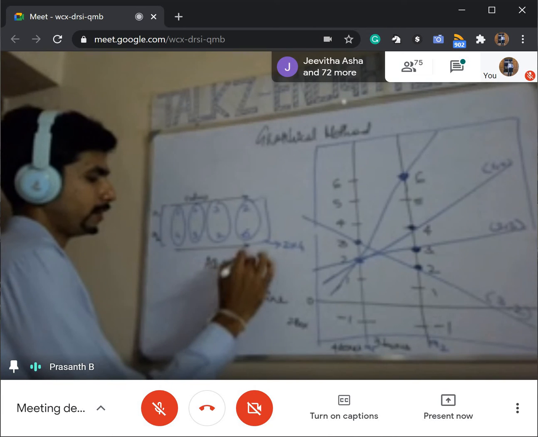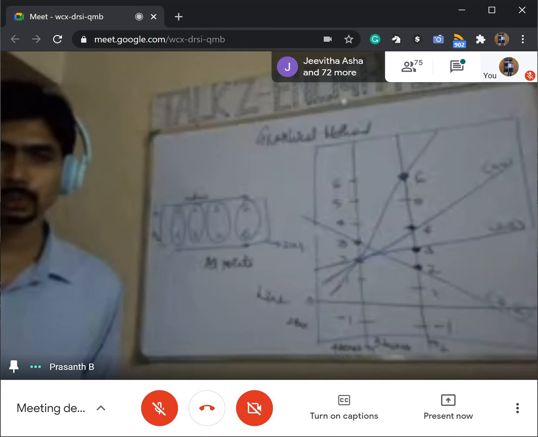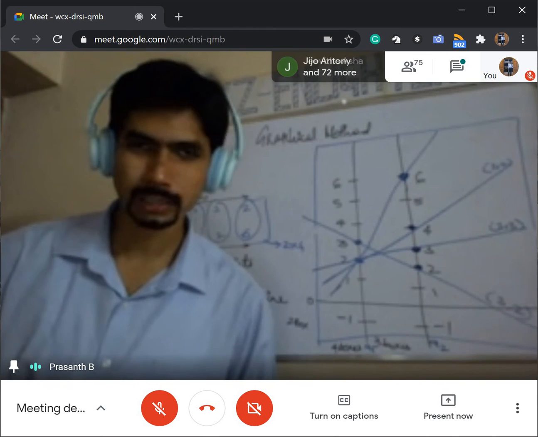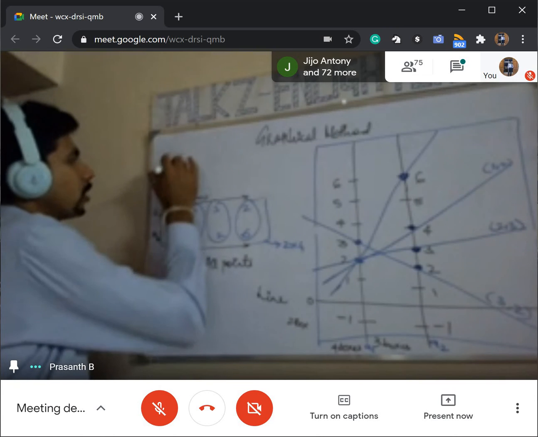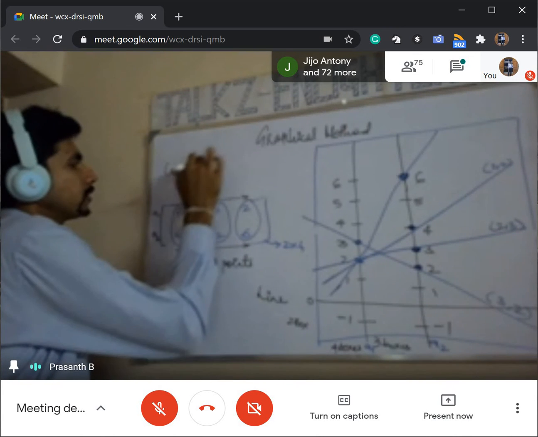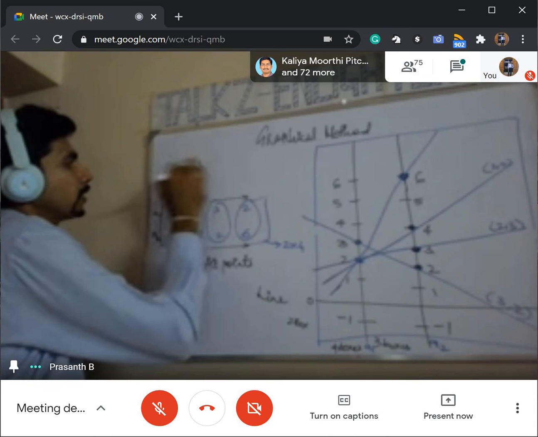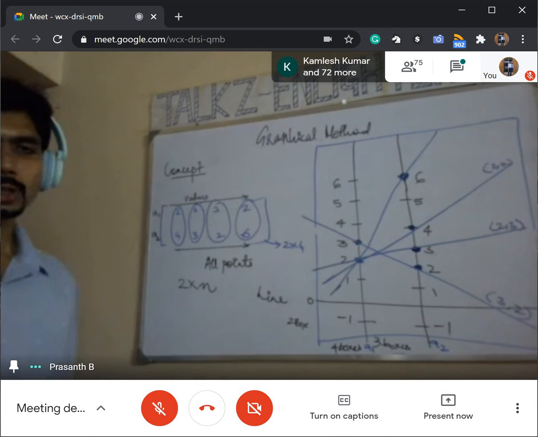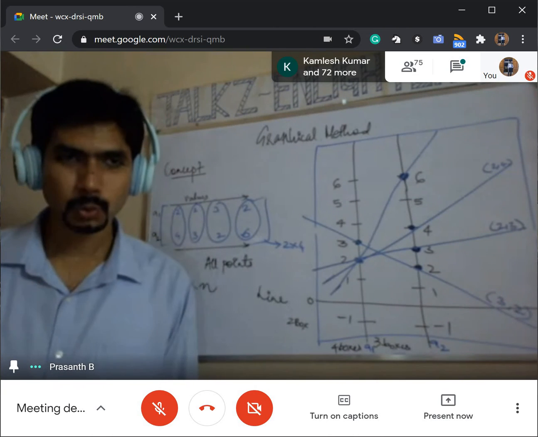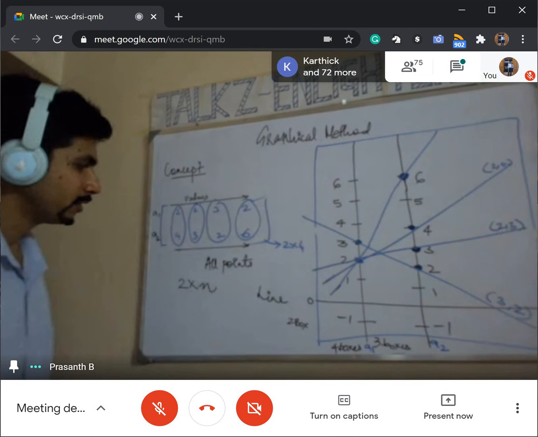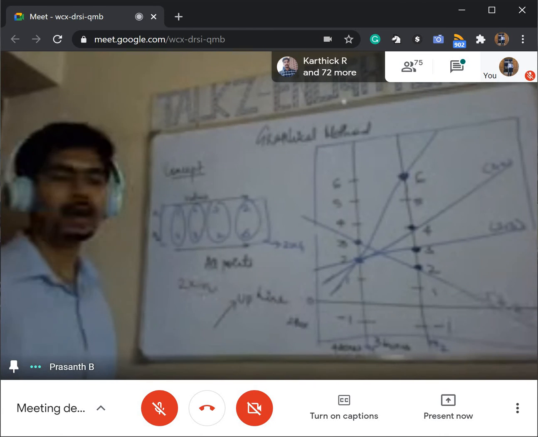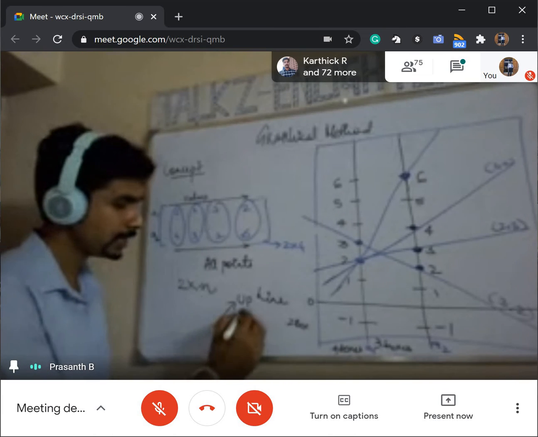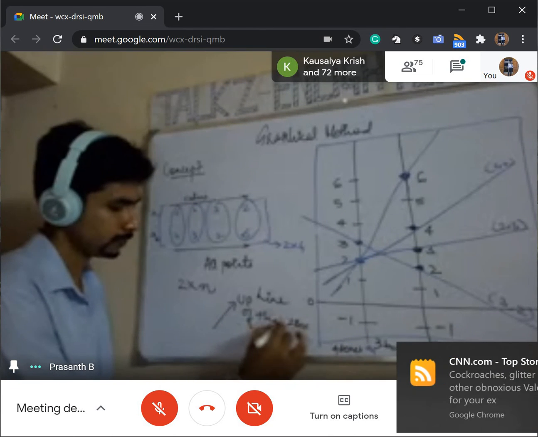All points are accommodated. Now what you need to do, there is a concept. This is the concept. So what is the concept? The concept says, if it's a 2 cross n, he says the uppermost point of the lower boundary.